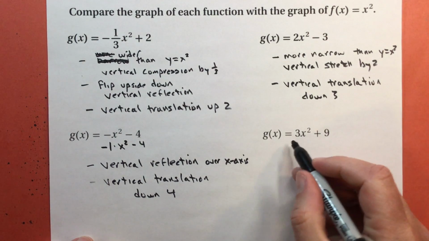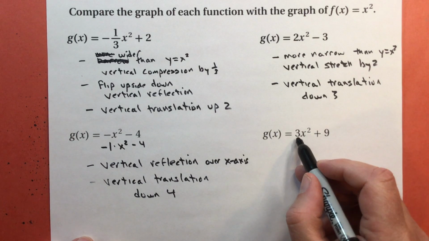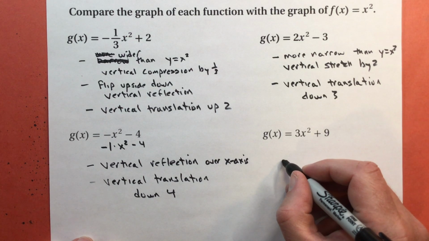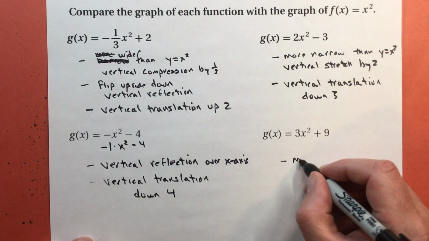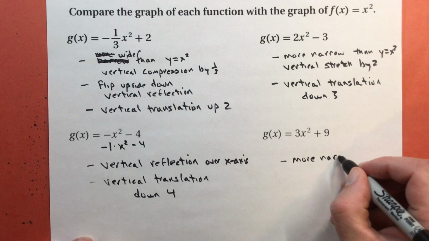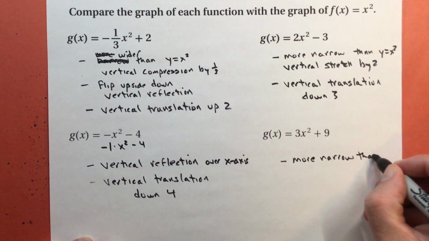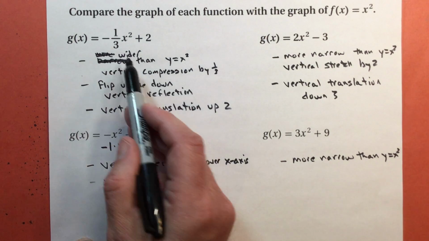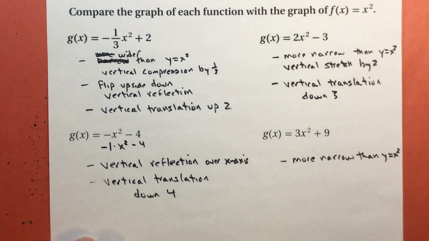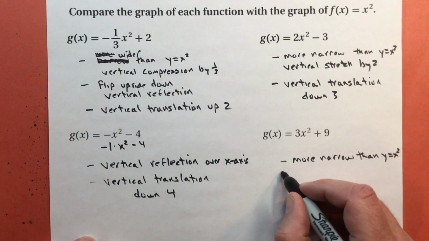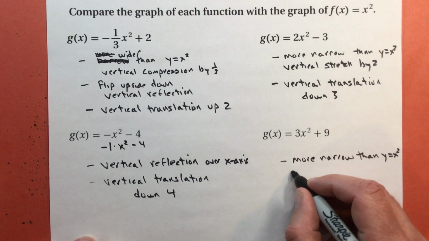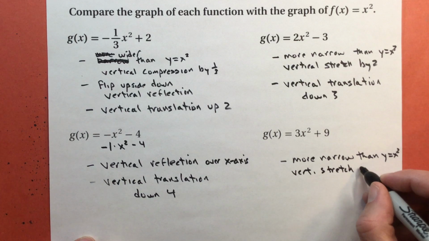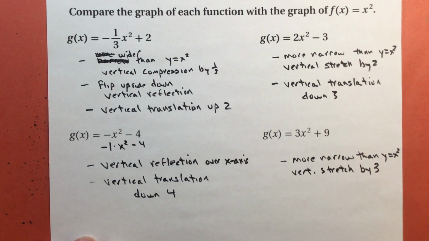All right, let's look at one more. This one, g of x equals 3x squared plus 9, it's positive, so there's no reflection. It's going to still be a smiley face. This is going to be more narrow than y equals x squared, where this one was the same and this one was wider. I don't like saying it that way. It would be better if we say that it is a vertical stretch. That's way more descriptive, by 3.